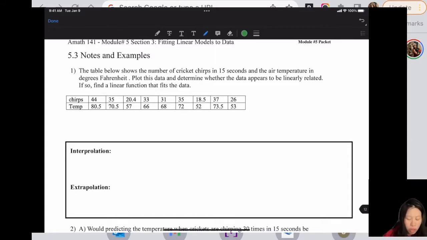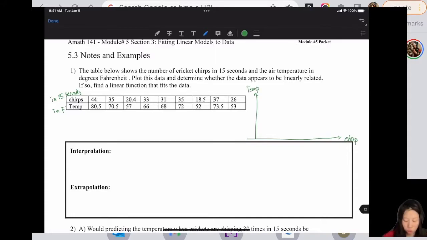Okay, so the chirps are the frequencies. That means they chirp 44 times in every 15 seconds, and the temperature is in Fahrenheit. Now let's try to graph that without the help of technology. Our x coordinate should be the chirps in every 15 seconds, and the y coordinate should be the temperature.